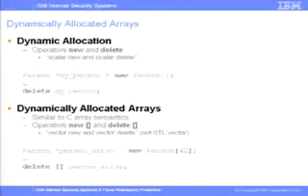We're going to create an array of 42 people and then do stuff with it, and then we're done. We delete, and we use the brackets in the delete.